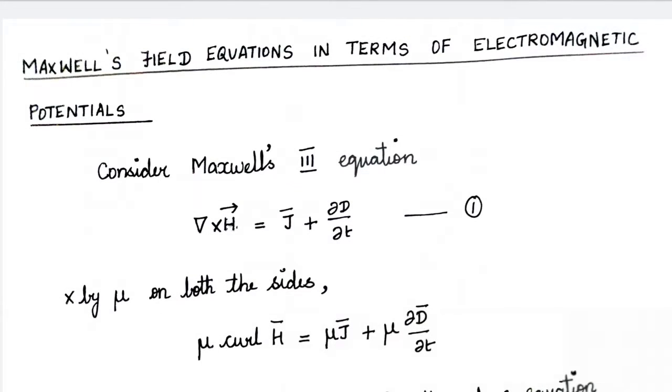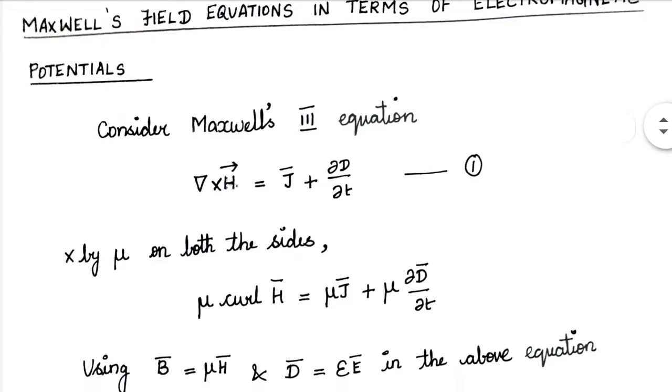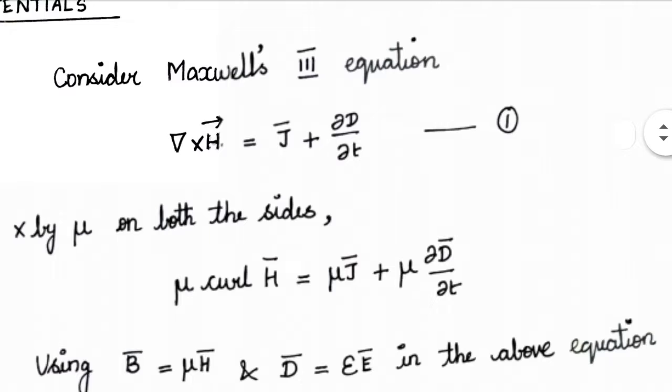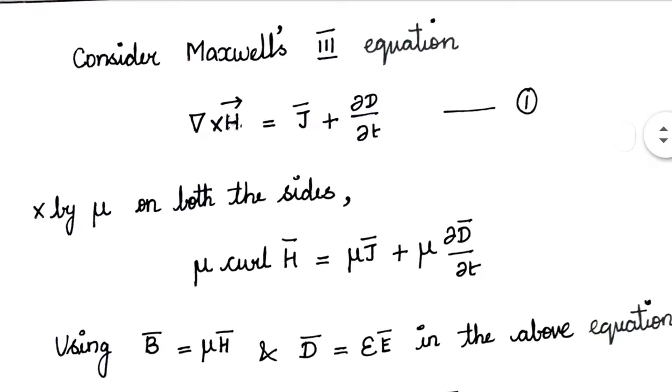In this video, let us write Maxwell's field equations in terms of electromagnetic potentials A and phi. For this, let us make use of Maxwell's fourth equation. It was written as Maxwell's third equation here. It was an error. It is not Maxwell's third equation, it is Maxwell's fourth equation, which is given by curl of H vector equal to J plus dou D vector by dou T.